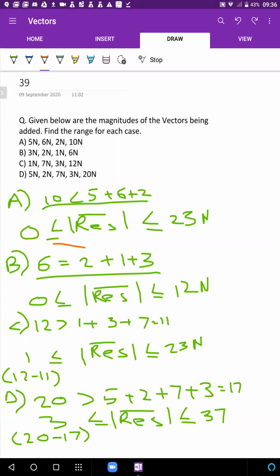फिर दूसरे केस में largest side is equal to sum of all the other sides. Again, यहाँ पे clearly दिख रहा है 0 possible है. So the second one was 0 to 12. For the next two cases, our largest side was always bigger than the remaining. So our minimum value is going to be largest side minus sum of remaining. So 12 minus 11 is 1. So C is going from 1 to 23.